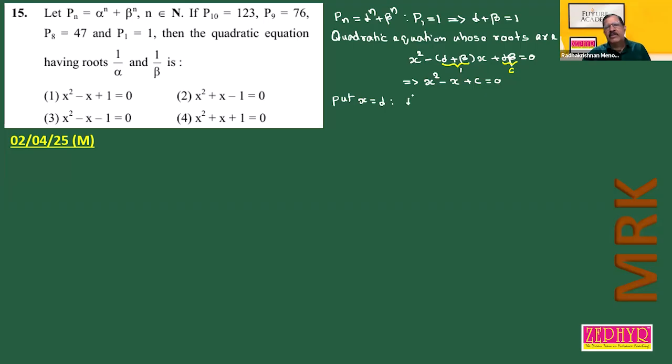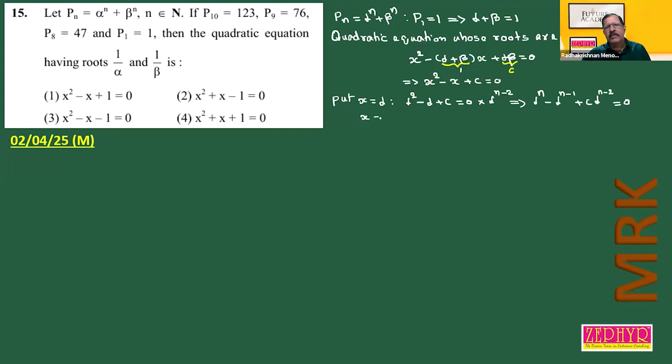We are getting alpha square minus alpha plus C is equal to 0. You multiply by alpha raised to n minus 2, which implies alpha raised to n minus alpha raised to n minus 1 plus C into alpha raised to n minus 2 is equal to 0.